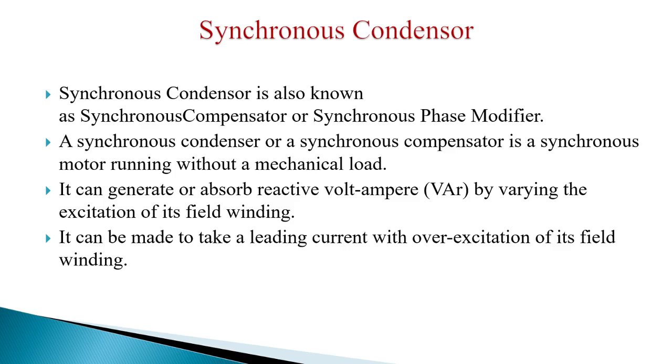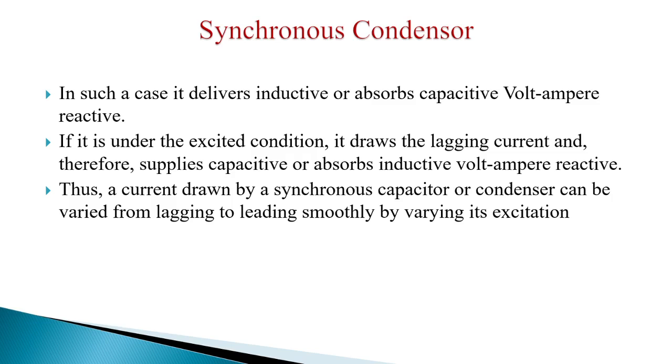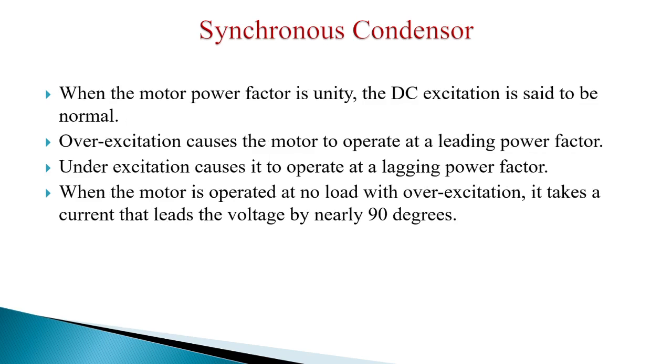A synchronous motor or condenser can be made to take a leading current with overexcitation of its field winding. So it will deliver inductive or absorb capacitive volt ampere reactive. If it is under the excited condition, it will draw lagging current and will supply capacitive or absorb inductive volt ampere reactive. So the current drawn by a synchronous capacitor or condenser can be varied from lagging to leading by varying its excitation. So by varying excitation, we can get lagging and leading power factors.